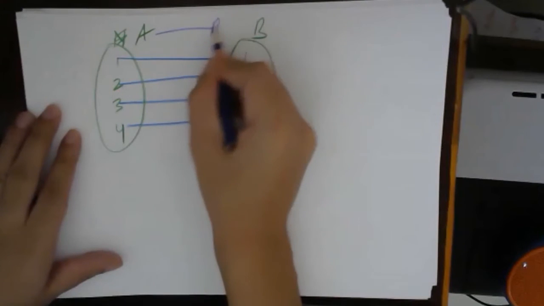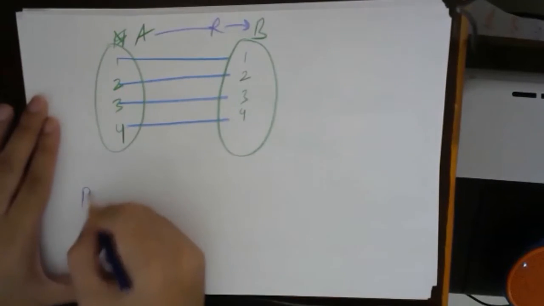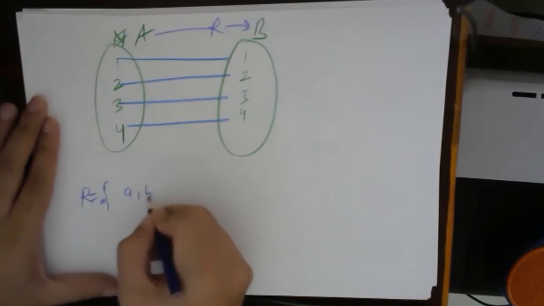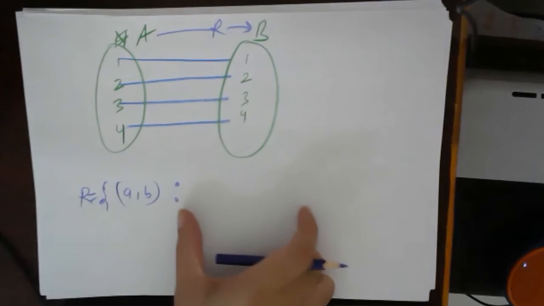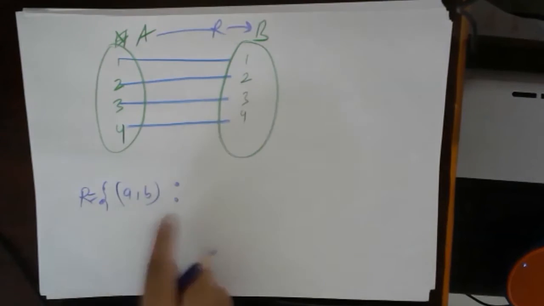Let's call it a relation R. So R is equal to (a, b) such that. I want you to write the definition. What will this a and b satisfy?